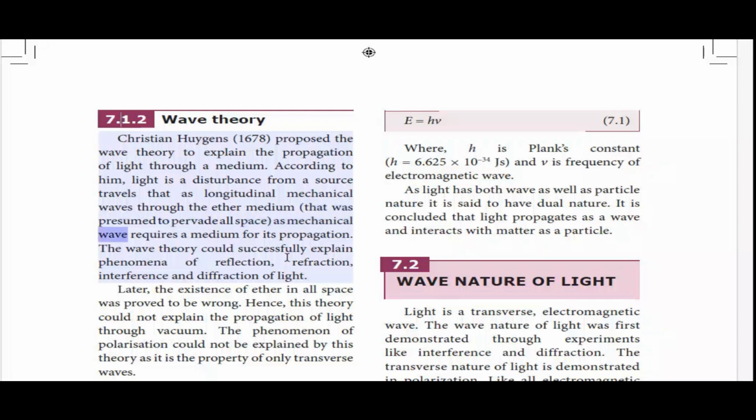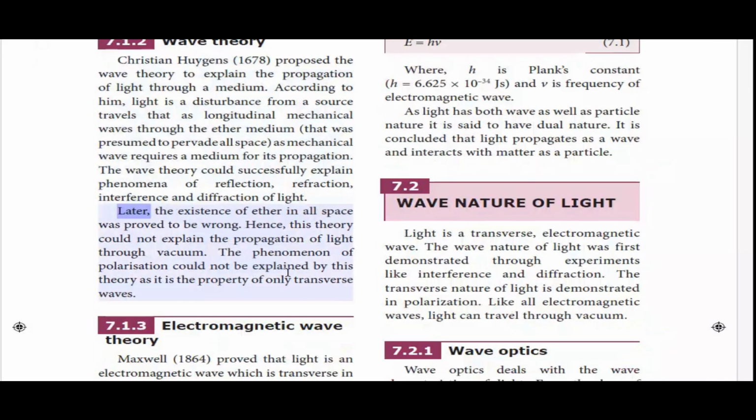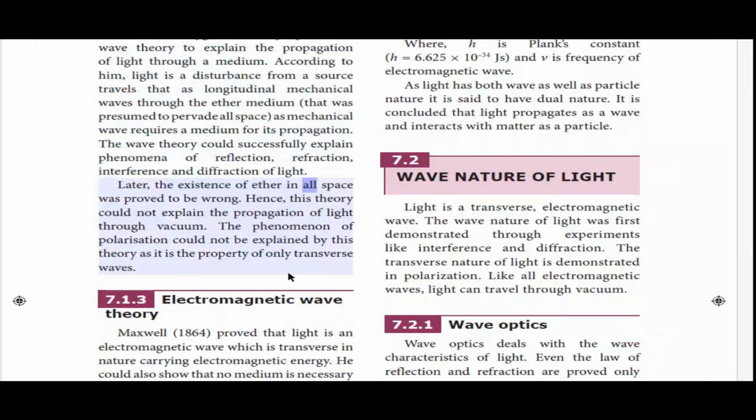As a mechanical wave requires a medium for its propagation, the wave theory could successfully explain phenomena of reflection, refraction, interference and diffraction of light. Later, the existence of ether in all space was proved to be wrong. Hence, this theory could not explain the propagation of light through vacuum. The phenomenon of polarization could not be explained by this theory, as it is the property of only transverse waves.